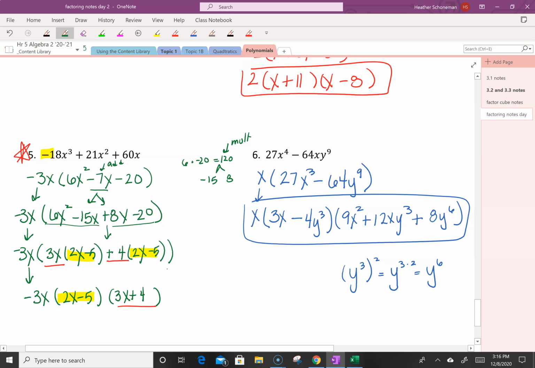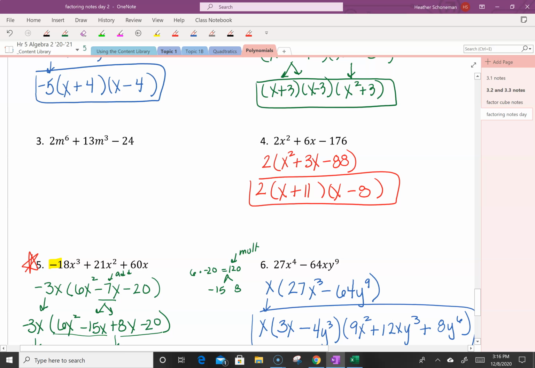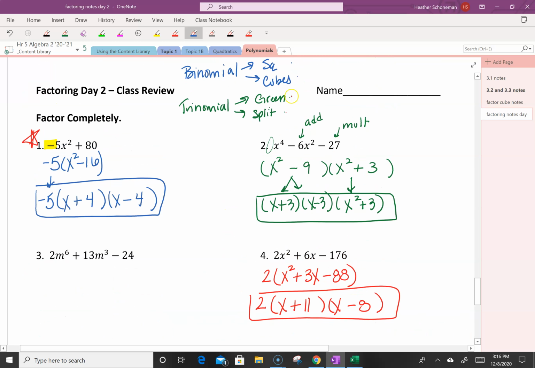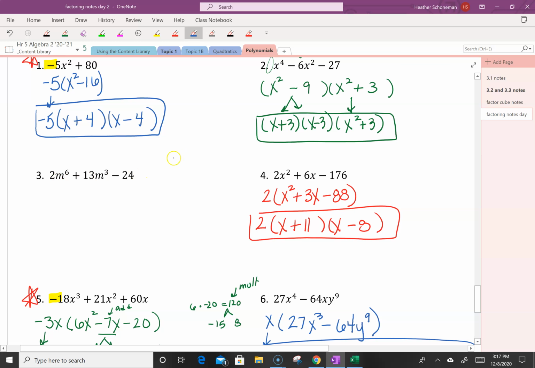All right, we've got one problem left, okay? And it's a little bit challenging only because it factors two different ways, but it reviews a bunch of stuff. So first thing we need to look for is a greatest common factor. There isn't one. It's a trinomial, so with the trinomial we can either do green light or split the middle term. The leading coefficient is not 1, so we're going to split the middle term. So 2 times negative 24 is going to give me negative 48. The two numbers that multiply to negative 48 and add to positive 13 would be 16 and negative 3.